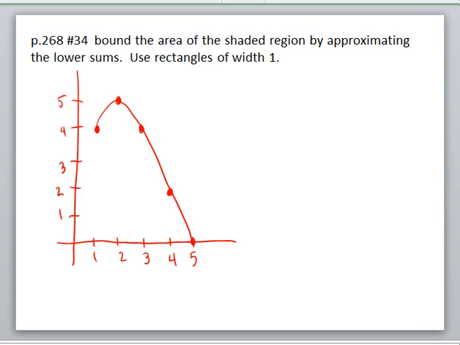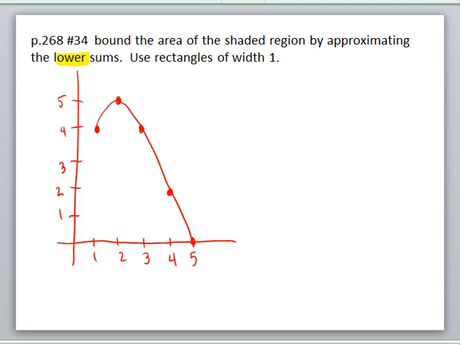What we're going to talk about is lower sums. We're going to use lower sums on this one, and we're going to use upper sums on the second one. So you can see I may be using the same graph, but I'm going to make lower sums and upper sums. So I'm going to talk about how to draw in the rectangles first.